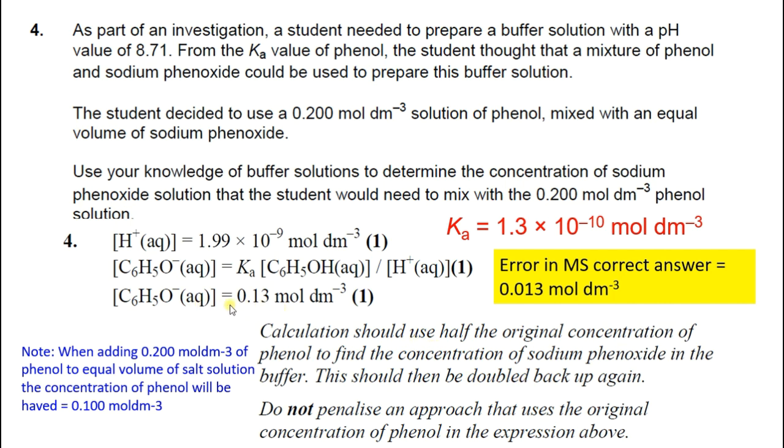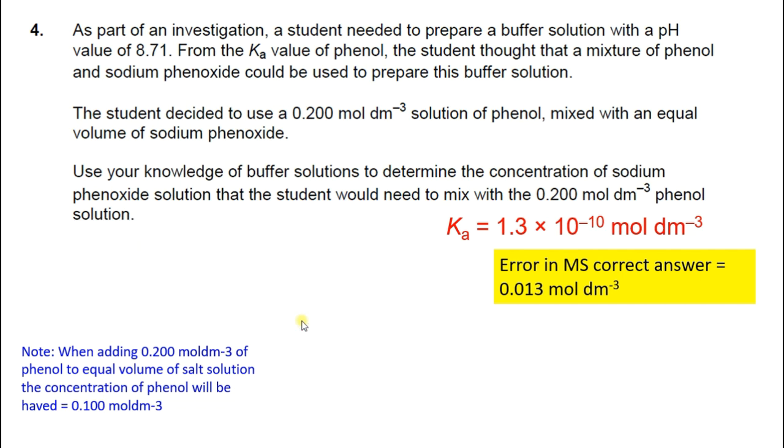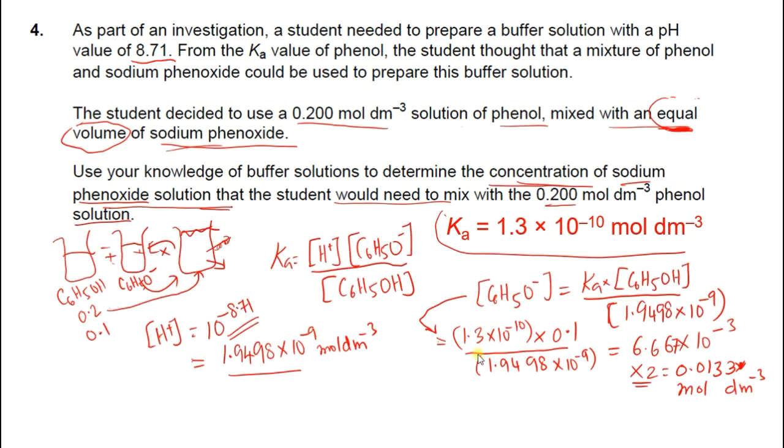Mind you, I looked at the mark scheme for this. It's been given as 0.13, but I checked, this must be some error in the mark scheme. Although this is an exam question, this was part of the initial question paper, the specimen papers. So it must have been a mistake, but you can check the calculation again. I'm getting 0.0133.